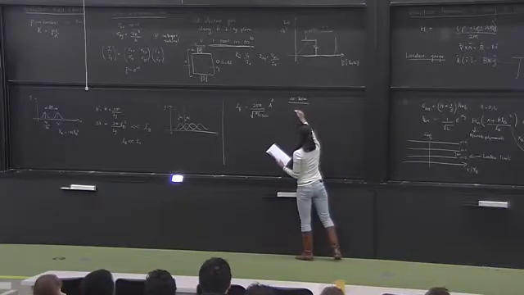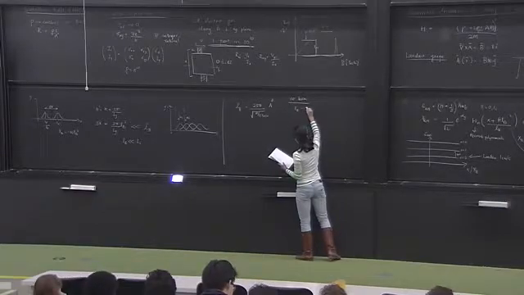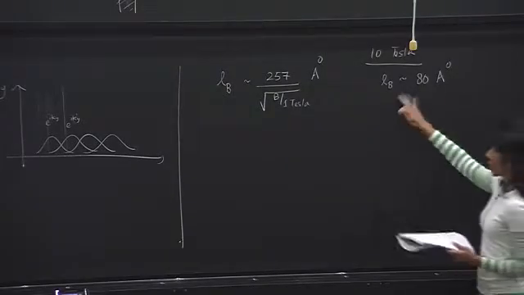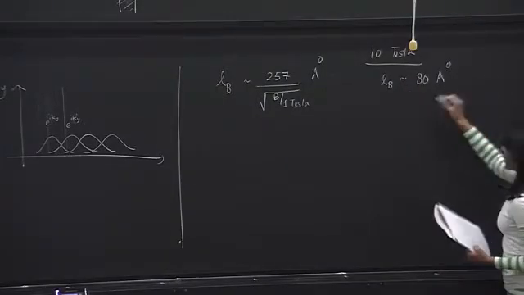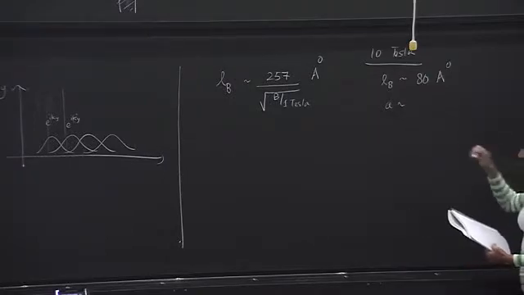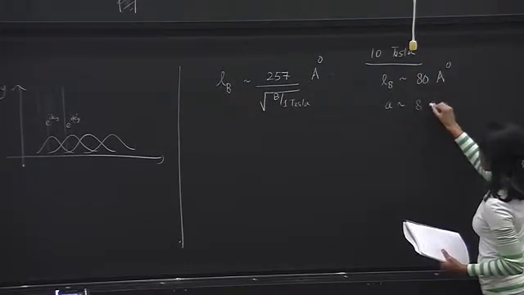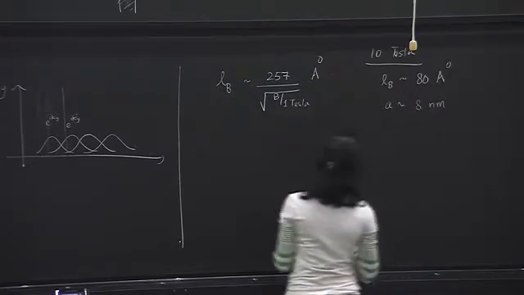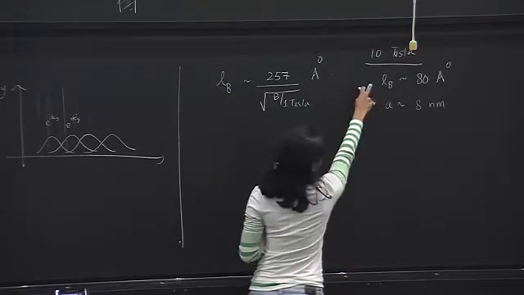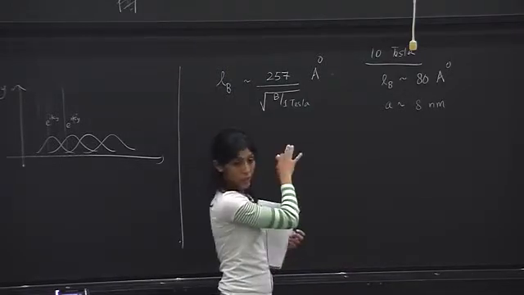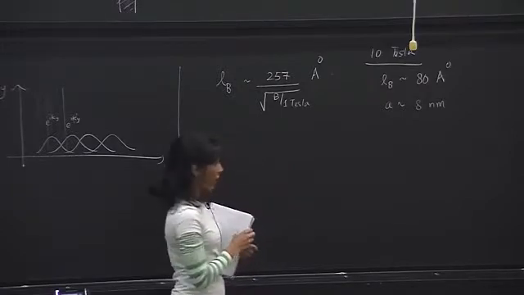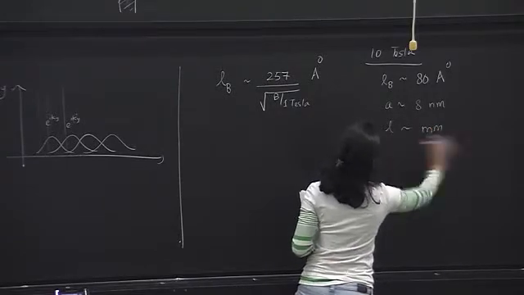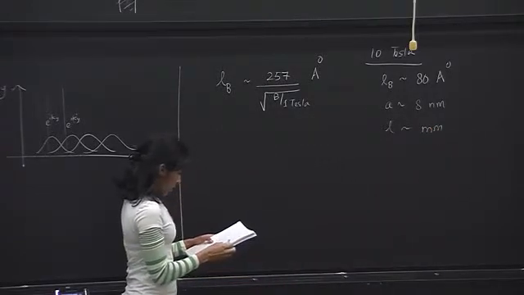At 10 Tesla, if you plug that in, you find that the magnetic length is around 80 angstroms. Okay, so pretty small compared to the inter-electron spacing, which we said was in the nanometer scale. So you see that this length is truly microscopic at the strong magnetic fields that we're going to work at. Again, the mean free path, L, was in millimeters. So that's still the longest length scale in the problem.